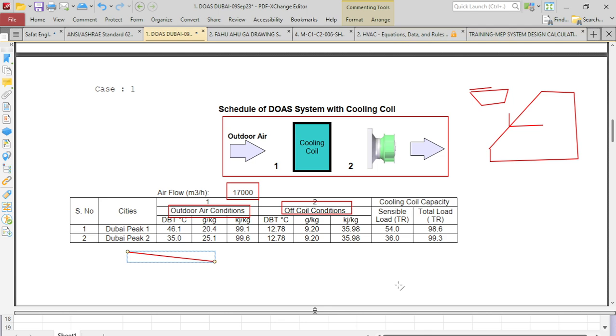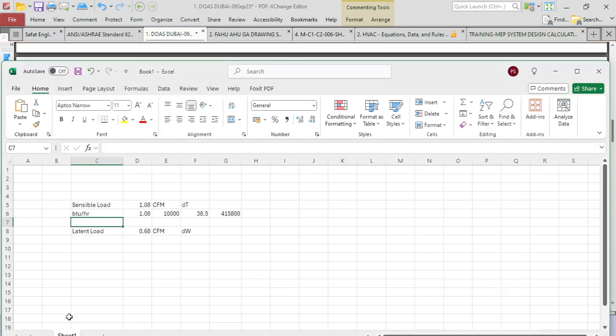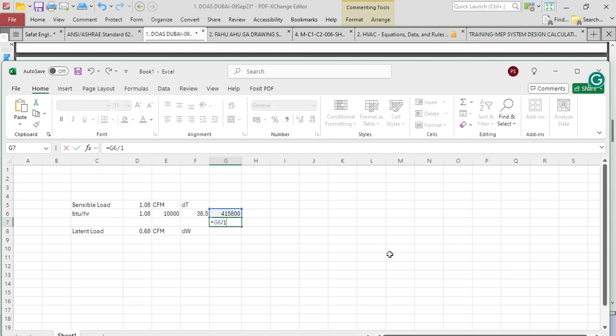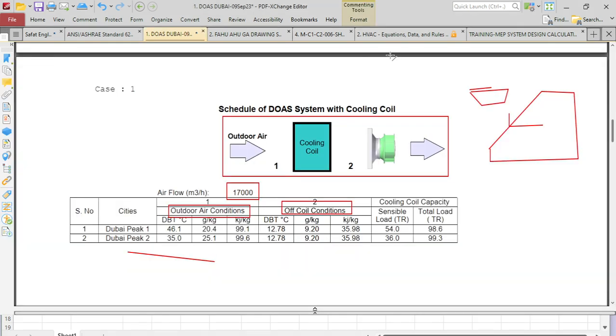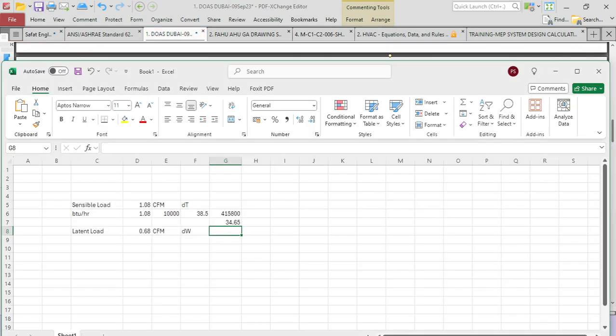So I will go to this equation. To get my tonnage, divide by 12,000, right? Which is 34.65. You can see this value here, 36, right? 36 ton here. So that is what we calculated here. We calculated a very close value, because I have to get the exact value from the chart, but this is the concept. You understand the concept, right?